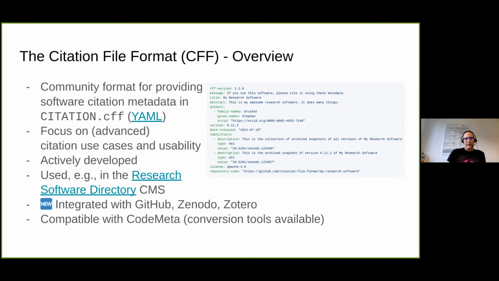We've recently released the very new version 1.2.0, and that also supports a new feature called preferred citation. And that lets you provide a reference to another work that users should cite in addition to or instead of your software itself. And the reason behind this is that we want people to be able to get credit for their work now, while the practice of citing software directly has not yet fully permeated our research culture.